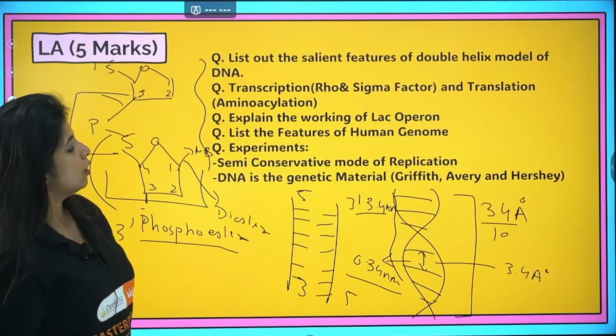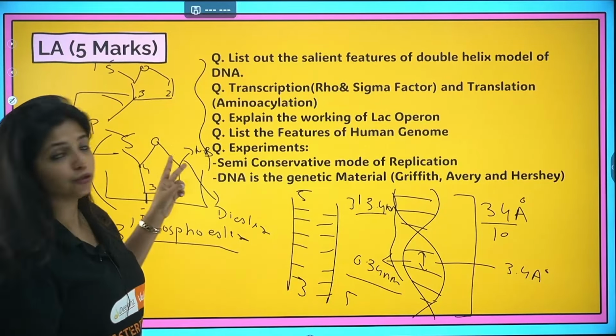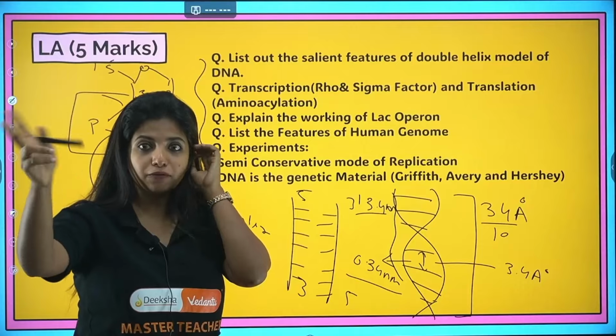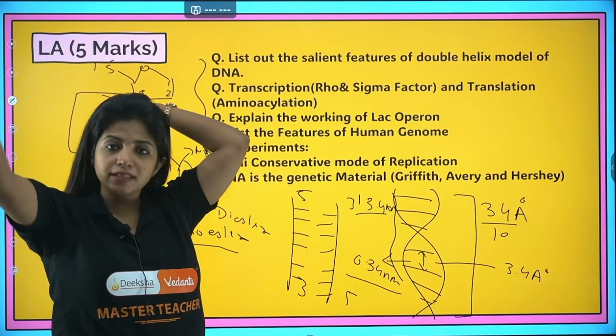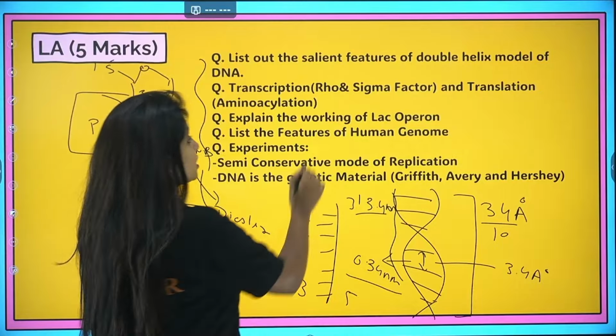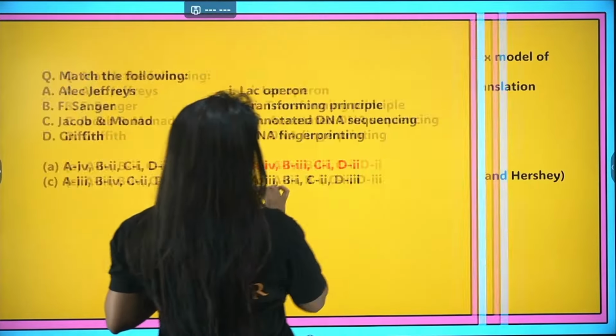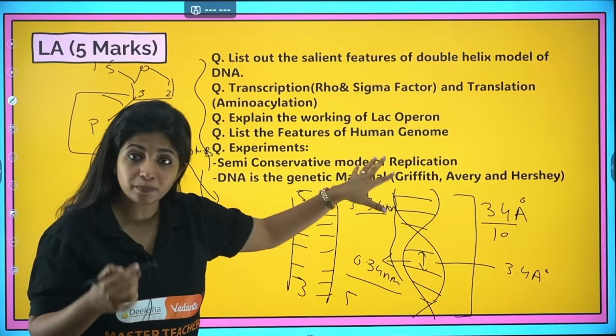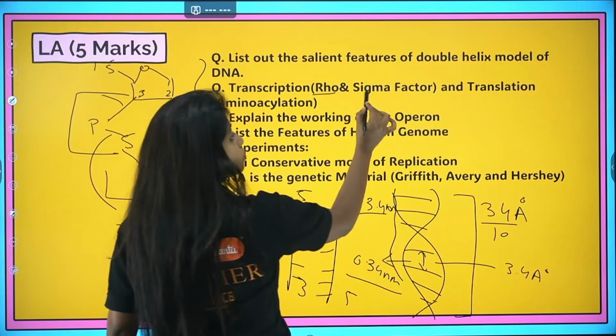Going ahead, all these things you need to write, and the hydrogen bonds also. How many hydrogen bonds are there between adenine and thymine? 2. T for 2. And guanine and cytosine? 3. Now transcription, rho and sigma factor. Translation, aminoacylation, all this portion is important. Transcription as a whole is important, but in that rho and sigma factor is mostly important.